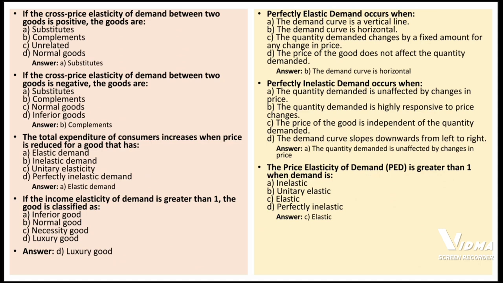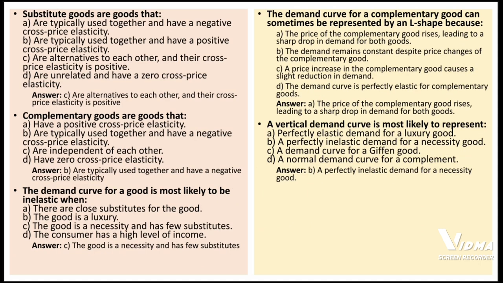The total expenditure of a consumer increases when the price is reduced for a good that has: answer is A, elastic demand. If the income elasticity of demand is greater than 1, the good is classified as: answer is D, luxury goods. The perfectly elastic demand curve occurs when: answer is B, the demand curve is horizontal. The perfectly inelastic demand curve occurs when: answer is A, the quantity demanded is unaffected by changes in price. The price elasticity of demand is greater than 1 when the demand is: answer is C, elastic. Substitute goods are goods that: answer is C, are alternatives to each other and their cross elasticity is positive.